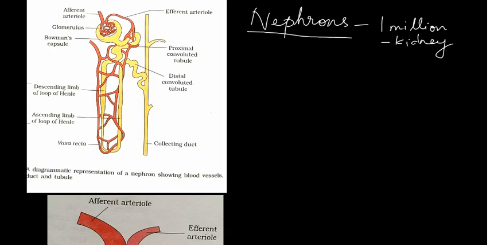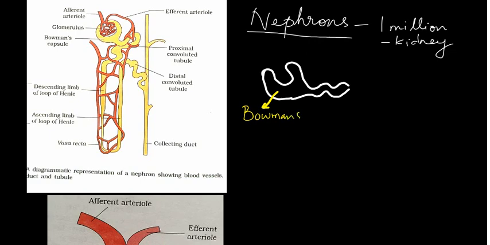Nephrons can be divided into the following parts. They have a kidney tubule. One nephron has got a kidney tubule. Kidney tubule consists of the following parts. The first part is called Bowman's capsule. The second part is called the proximal convoluted tubule.